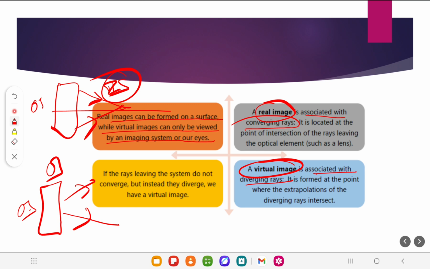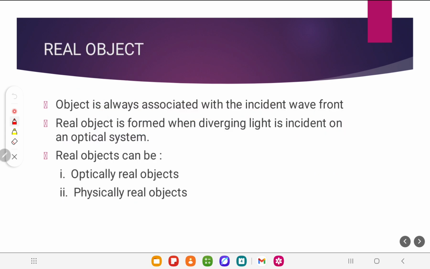It's central, but that's why in our eyes, actually, the image is inverted, because it's real. So a real image can be projected on the screen. Our retina works as a screen, isn't it? So a virtual image we cannot project on a screen. It's centrally important. We cannot project it on the screen. So, real object and virtual object.